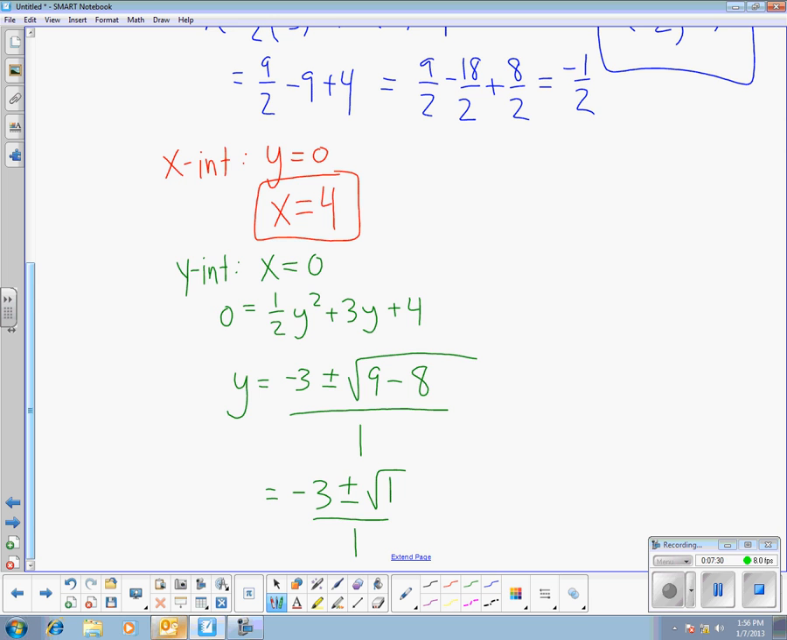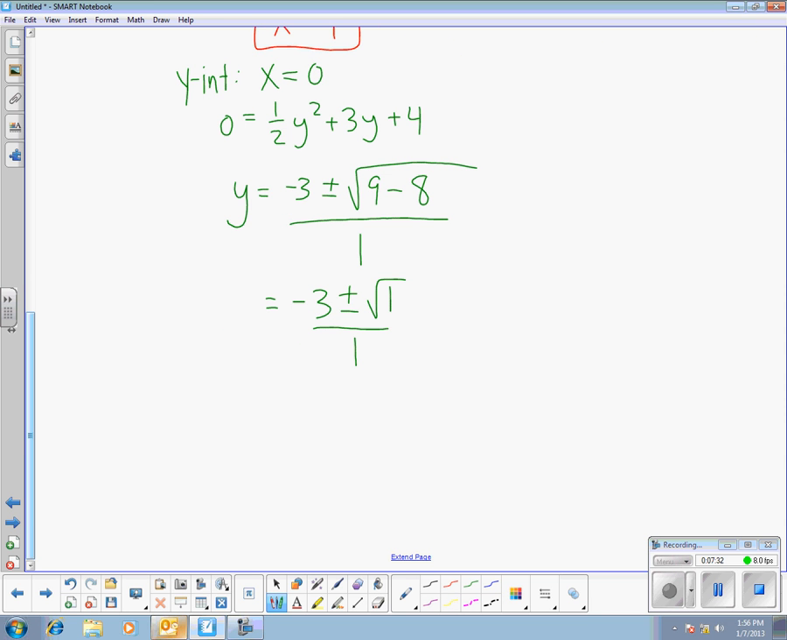So the square root of 9 minus 8 is the square root of 1. So this is negative 3 plus or minus 1 over 1. Turns out it would have factored. Negative 3 minus 1 over 1 is negative 4. Negative 3 plus 1 over 1 is negative 2.